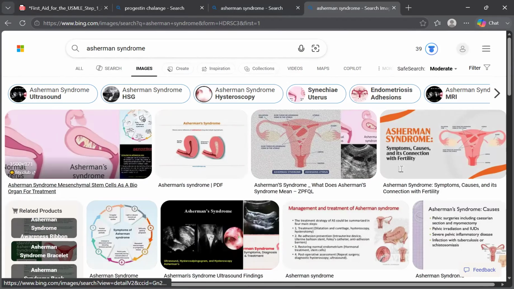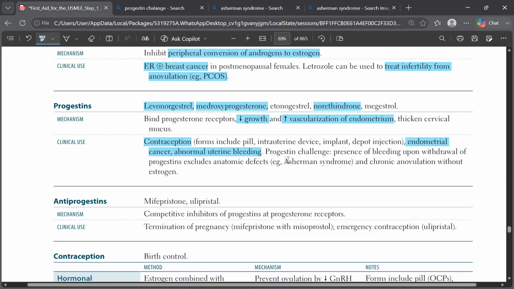And chronic anovulation without estrogen. So in this challenge, if there is bleeding upon withdrawal, that means the progesterone levels and the estrogen levels are normal, and if there is no bleeding, then it means that there is some anatomy defect like Asherman syndrome or chronic anovulation without estrogen.